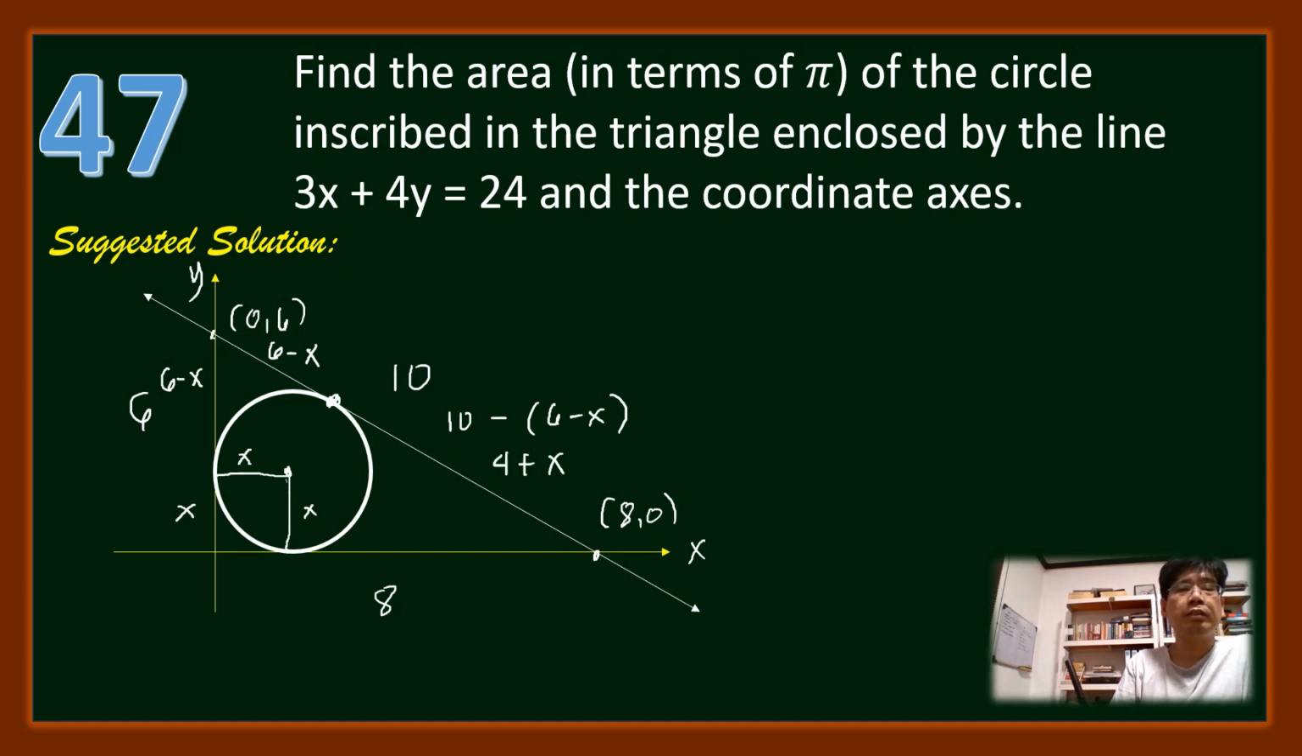Again, from two tangents theorem, the length from the x-intercept of the line to the point of tangency on the x-axis, this is also of length 4 plus x. And since the longer side of the right triangle is of length 8, from the point of tangency to the y-axis, this will be 8 minus 4 plus x, and that is 4 minus x.